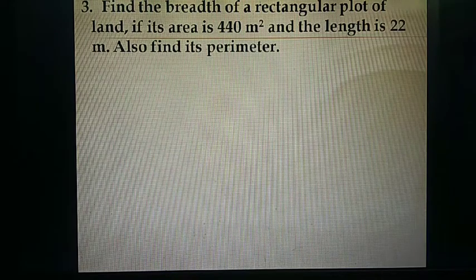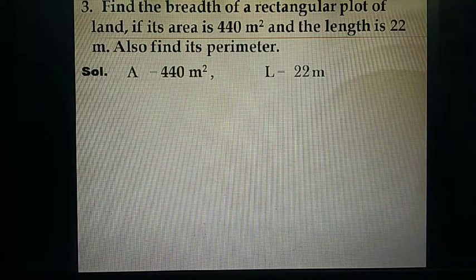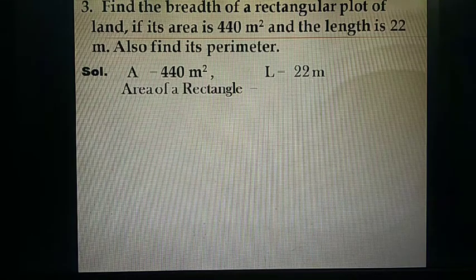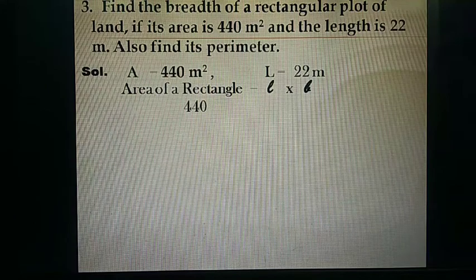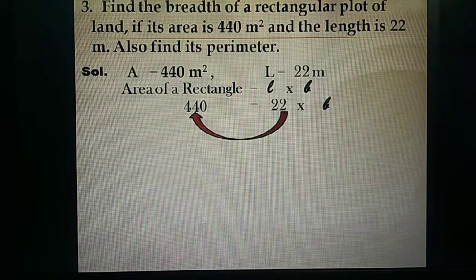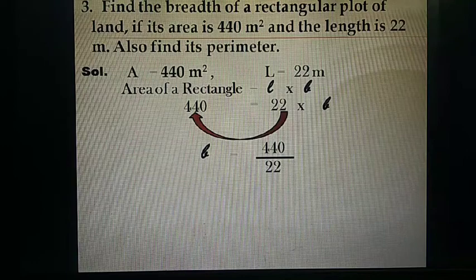Here area is given to us, so we will use this value of area and length to get the value of breadth. Area of a rectangle is length into breadth. First use this area on the left hand side and length on the right hand side, and b will come as it is. Again we are supposed to find b. We will shift this 22 to the other side and we will get b as 440 upon 22.